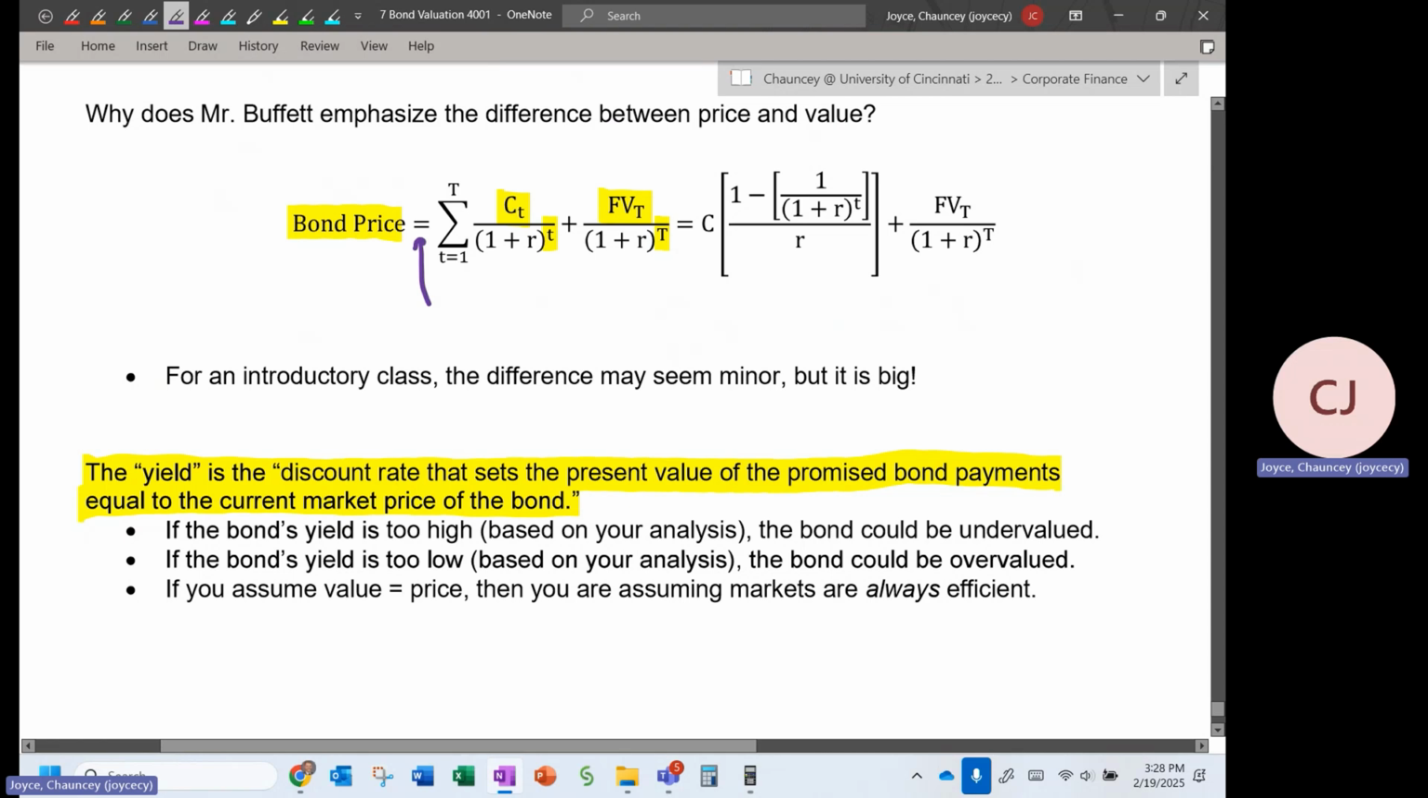So if the bond's yield is too high based on your analysis or your determination of what the bond yield should be, the bond could be undervalued. That'd be a bond you'd want to buy. If the bond's yield is too low based on your analysis, the bond could be overvalued. You'd want to walk away or even sell that bond. If you assume value equals price, then you make the assumption that markets are always efficient. And for anyone in finance, it's a very dangerous assumption.